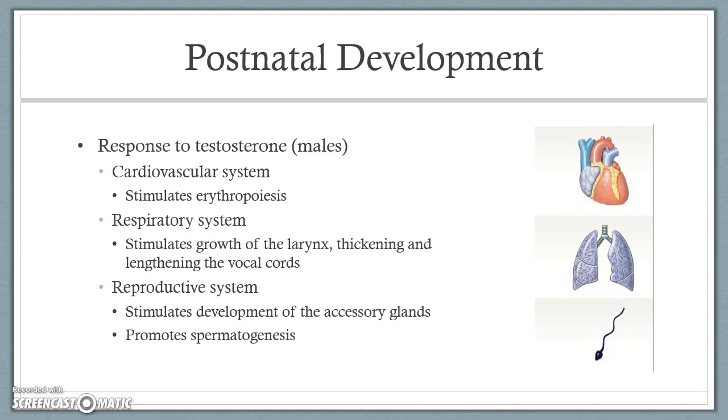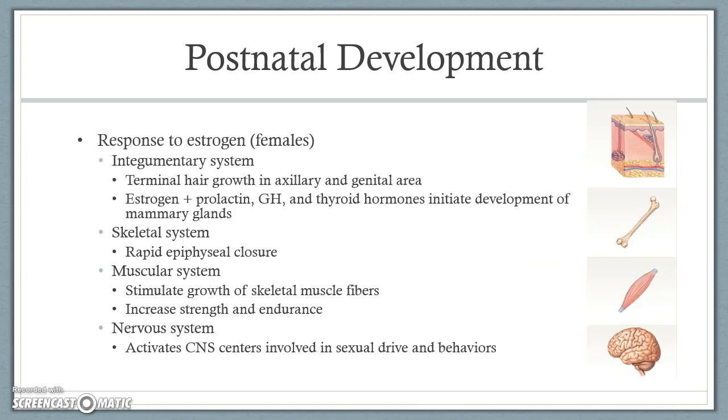Spermatogenesis is promoted, and the accessory glands of the male reproductive system are developed. In females, the primary sex hormone is estrogen. It targets many of the same organ systems as testosterone, but changes occur in what we think of as a characteristically female pattern. There is terminal hair growth, but only in the axillary and genital regions.